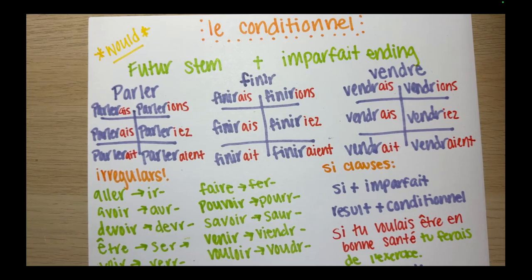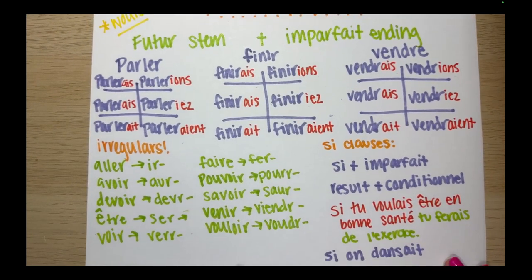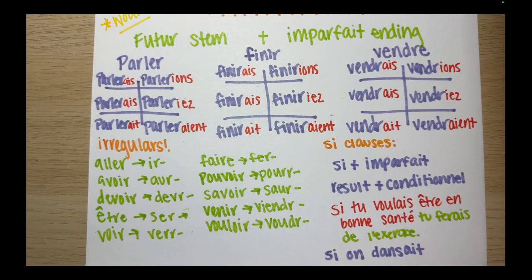So remember that you can take either part of the si clause and flip them to be in different spots. So you can use si first, or you can use your result clause first. So you can say, tu ferais de l'exercice si tu voulais être en bonne santé. Or you can say it how we wrote it. Either way is grammatically correct. Don't forget that we can also use si plus on when we are talking about inviting somebody to do something. So si on dansait, how about we dance? Or let's go dance. Si plus imparfait that way. So not the conditional, si plus on plus imparfait.